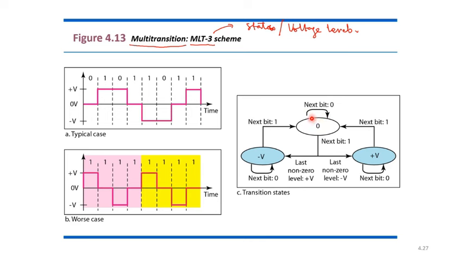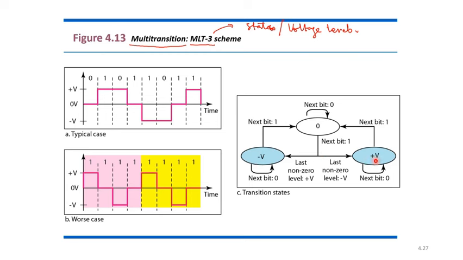If the signal level is zero and the next bit is one, then it can go either to the plus V side or the minus V side, either the positive side or the negative side, and that will depend on whether the last non-zero level was negative or positive. If the last non-zero level is negative, then it will go to the positive side. If it is at zero and the next bit is one, and the last non-zero level was positive, then it will go to the negative side.